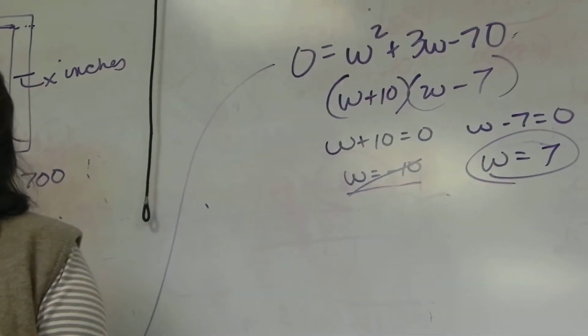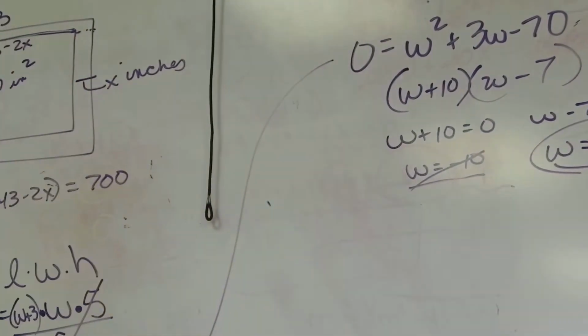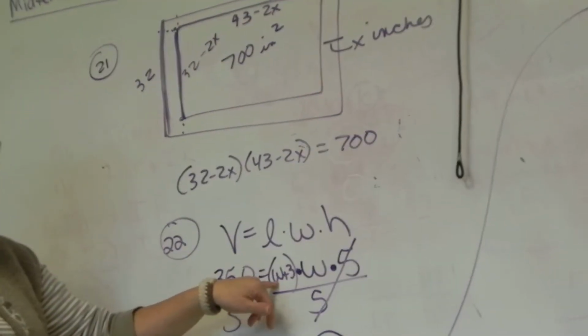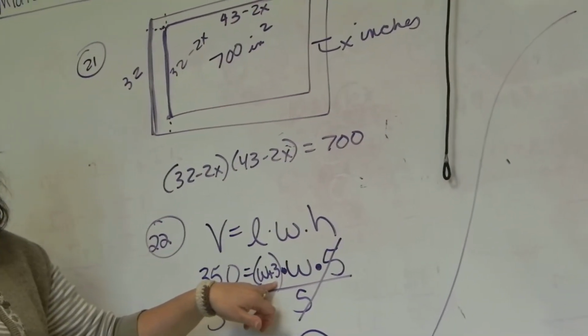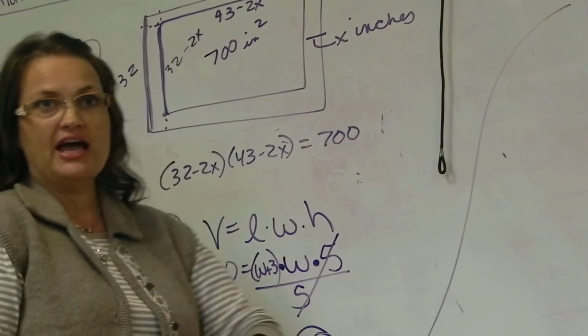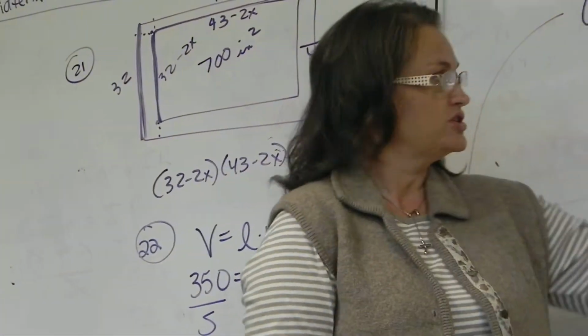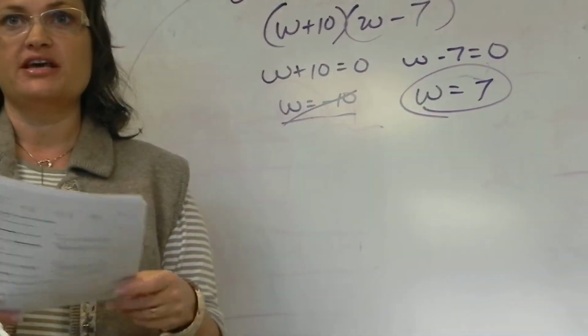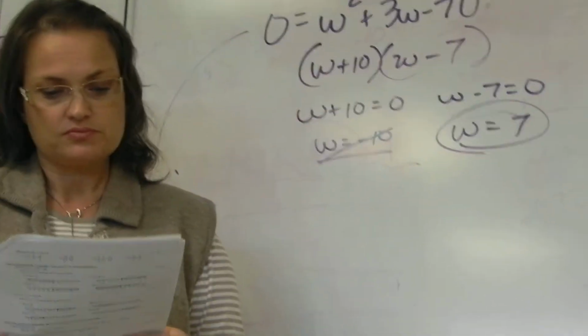But what if they had said, what is the length of this box? You just need to be careful about that. The length would be the width plus 3. The length would have been 10 inches. But it did ask you to name the width, which is what we let W be anyway. So 7 is the final answer. Answer B.